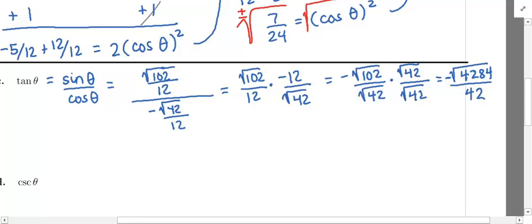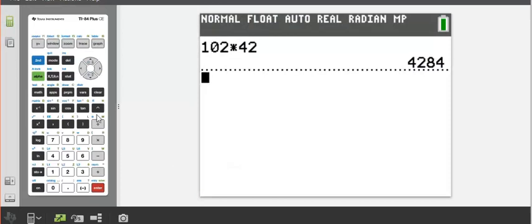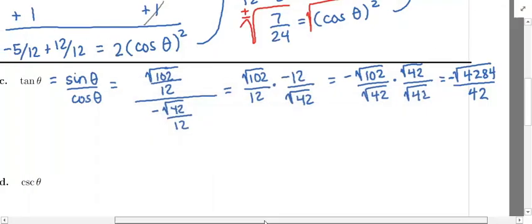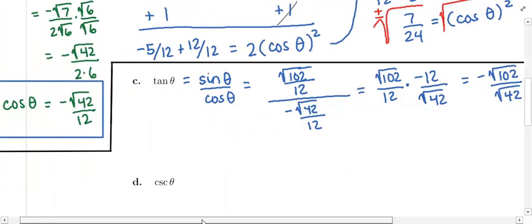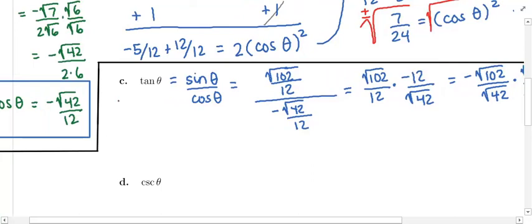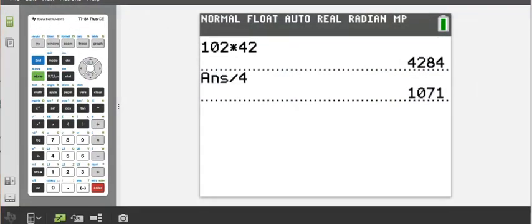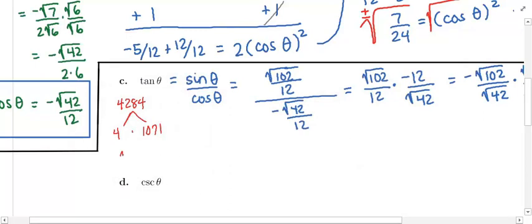This radical probably breaks down more, so I can play around with it. How would this break down? Is this number divisible by 4? And it is. So if I come over here to the side, we can simplify this a bit. If we have 4,284, that number breaks down into 4 times 1,071.